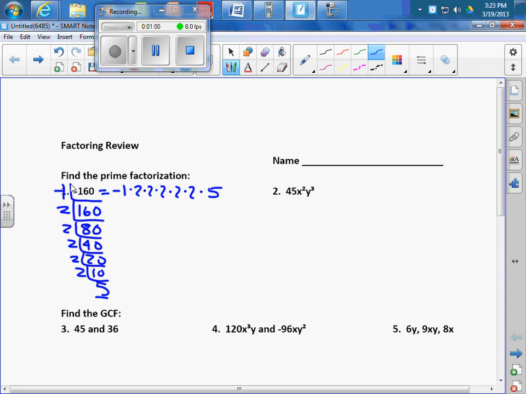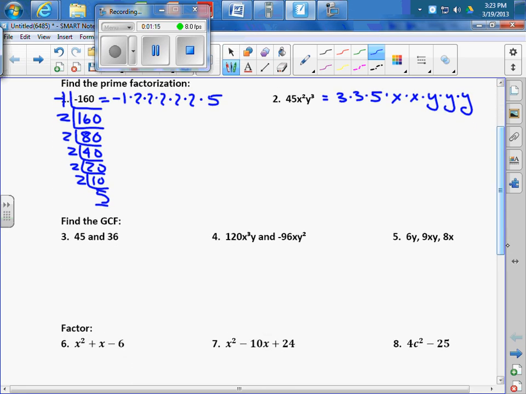In number 2, the prime factors of 45 are 3 times 3 times 5. And then you have x squared, so write that out twice, and then the y to the third. And those are your prime factors there. And the reason why we want to do that is because in number 3, we have 45 and 36. Well, the prime factors of 45, we just said were 3 times 3 times 5. For 36, I get 2 times 2 times 3 times 3.